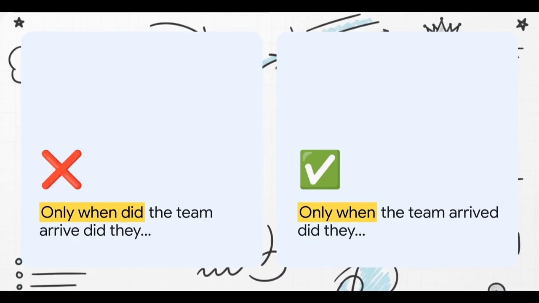Moving on to trap number 2, the deceptive "only" cluster. Expressions like "only when" or "only after" are super tricky. Why? Because you must delay your inversion. Seriously, do not invert the clause right next to "only when." You have to let that first clause play out normally. "Only when the team arrived," and then, and only then, drop your inversion into the main clause. "Did they start the setup?"